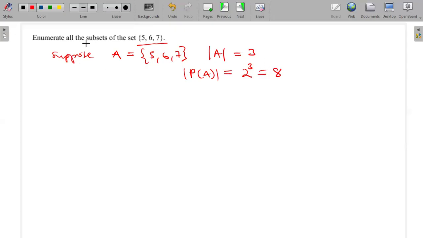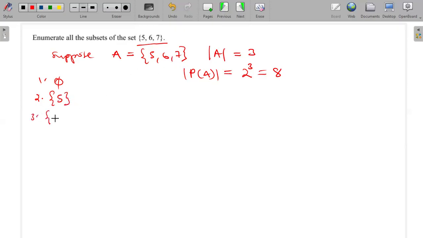Now they want us to enumerate. It just means to list down those 8 subsets, and that's what we're going to do. So what's the first one? So always we know that by default the empty set or the null set is going to be a subset of every set. So it means that the empty set here is the first one that I list. So the empty set, and then what subset follows here? The subset that follows is the set that is just containing the element 5.